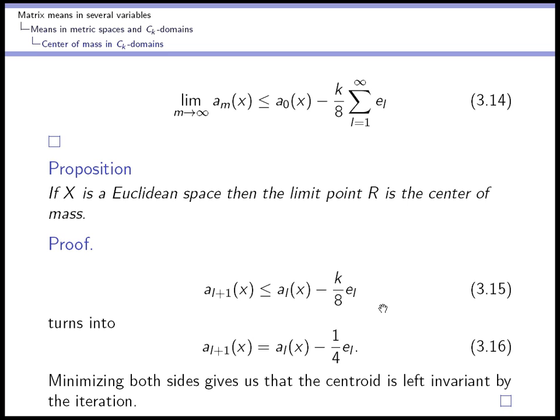What we do is minimize both the left and the right-hand side, and we conclude that the ELs are independent of X. Therefore, the left-hand side and the right-hand side attain their unique minimum at the same point. This means that our iterative procedure leaves this point, the centroid, invariant. Therefore, it should converge to the centroid. That is for Euclidean spaces.